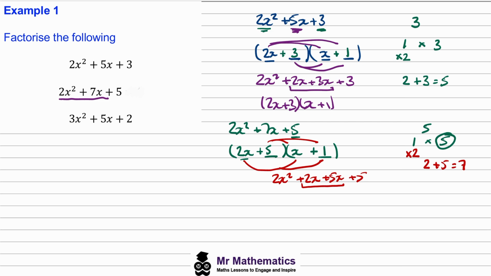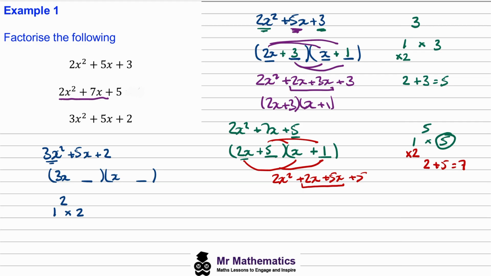Okay, so welcome back if you had a go. So we've got 3x squared plus 5x plus 2. We need two brackets. And we need a 3x in one bracket and an x in the other. That would give us the 3x squared term. Then we need the numbers here and here that multiply to make positive 2. And because 2 is a prime number, that would be 1 times 2.